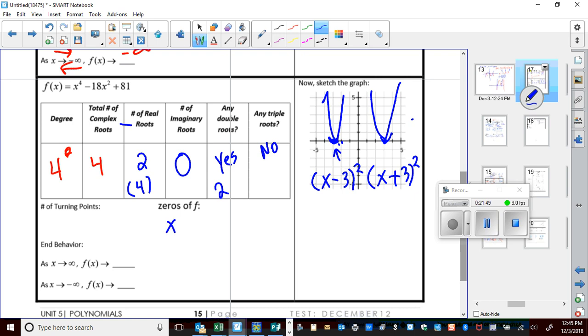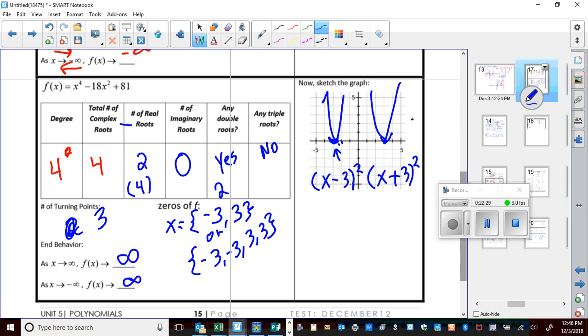So the number of zeros, x equals negative 3 and x equals positive 3. Or it could be written to get the 4, negative 3, comma negative 3, comma 3, comma 3. But much like all relations, when we're considering the domain or the range only, we only write that number once. So technically it's 4 roots, but these are the same numbers, so technically there's 2 real roots and they're double roots. Number of turning points we have here, we have 2. Sorry, we have 3 turning points. In behavior, we're going to positive infinity at both ends. Okay?